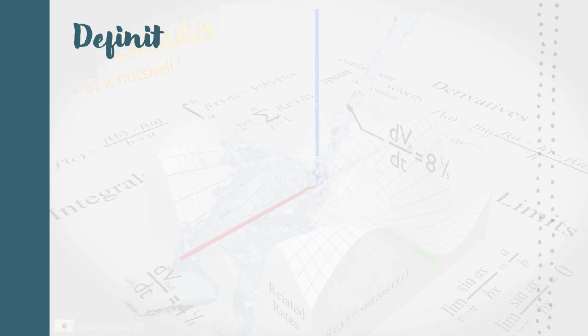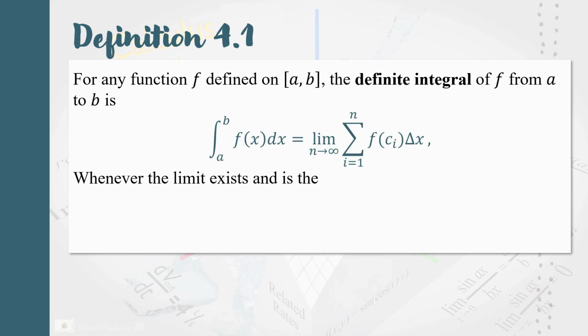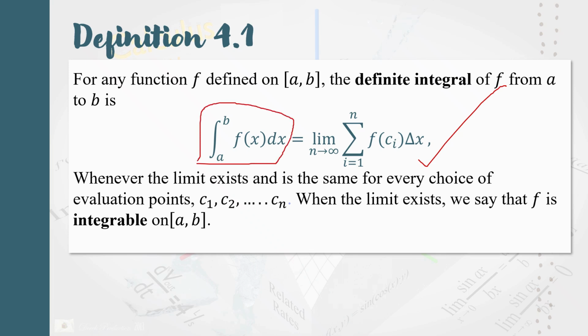Please note, limit n approaching infinity, sigma i equal to 1 to n f of ci delta x is nothing but our definite integral, integral a to b f of x dx. That's why if they specify to use Riemann sum, and if it is a writing question, you will be applying Riemann sum. Otherwise, you are free to use the calculator with definite integral.